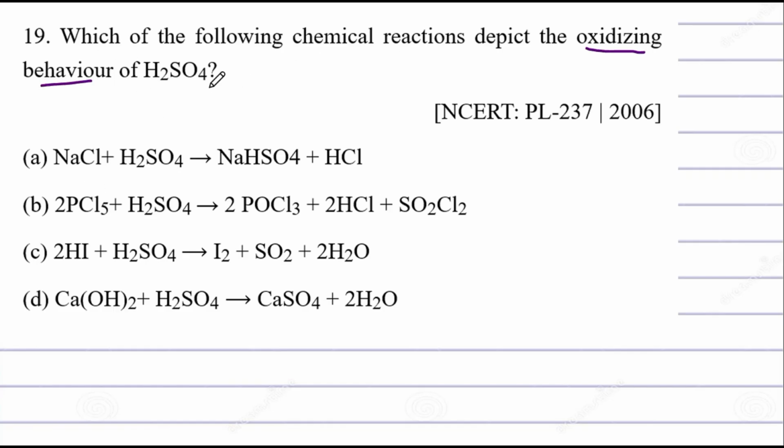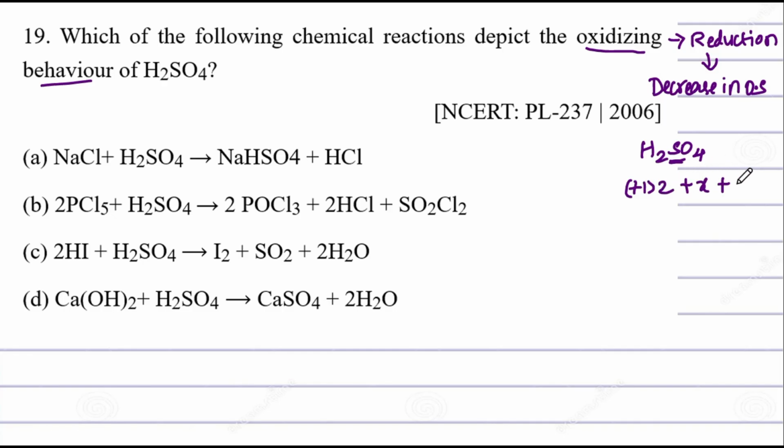Oxidizing behavior of H2SO4. So to act as an oxidizing agent, the reagent should itself undergo reduction. And what is reduction? Reduction is decrease in oxidation state. So in H2SO4, you have to see sulfur. So when you calculate the oxidation state, for hydrogen it is +1. +1 into 2 atoms plus X plus for oxygen it is -2 into 4 equal to 0. So 2 plus X minus 8 equal to 0. X minus 6 equal to 0. So the value of X is +6. So the oxidation state of sulfur is +6 in this H2SO4.